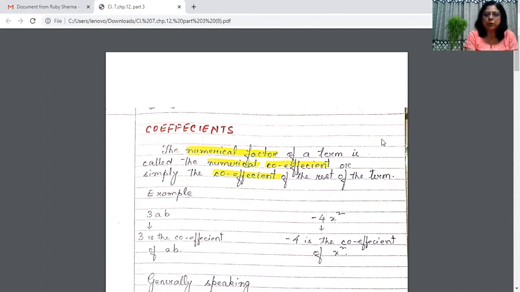Now what does that mean? Now let's see, 3ab. So 3ab is a term, and what is the coefficient of ab? Then we say 3 is a coefficient of ab. And 3 being a number, we say 3 is the numerical coefficient of ab. Similarly, for the term minus 4x square, the coefficient of x square is minus 4.